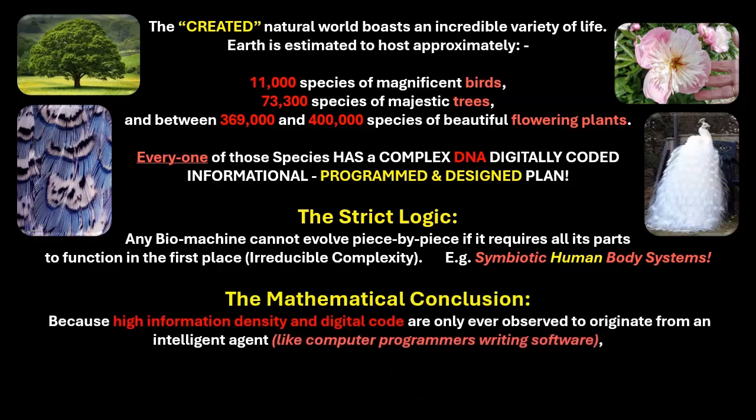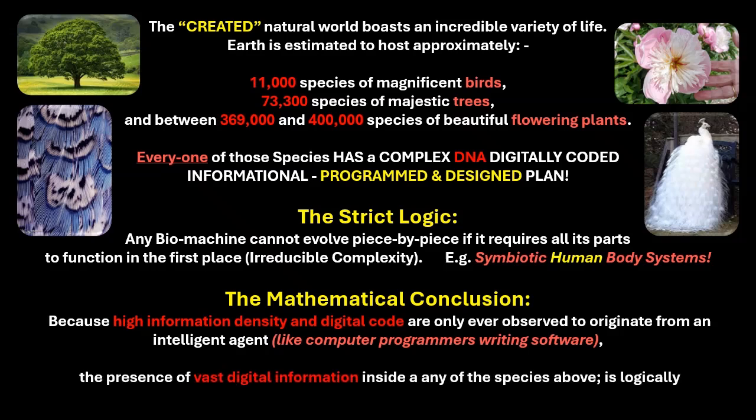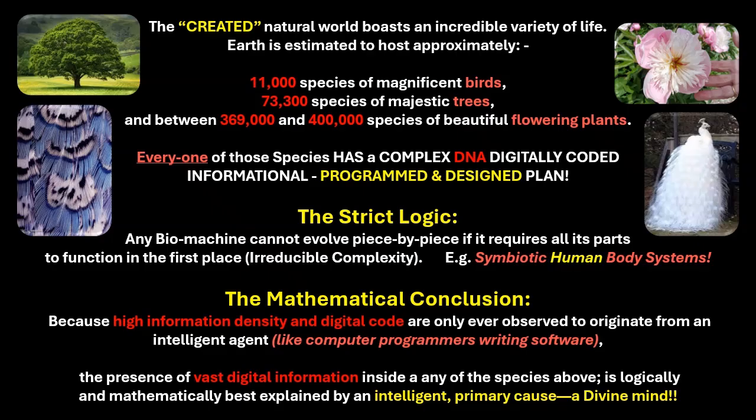The mathematical conclusion. Because high information density and digital code are only observed to originate from an intelligent agent, like computer programmers writing software, the presence of vast digital information inside any of the species above is logically and mathematically best explained by an intelligent primary cause, a divine mind, a creator.